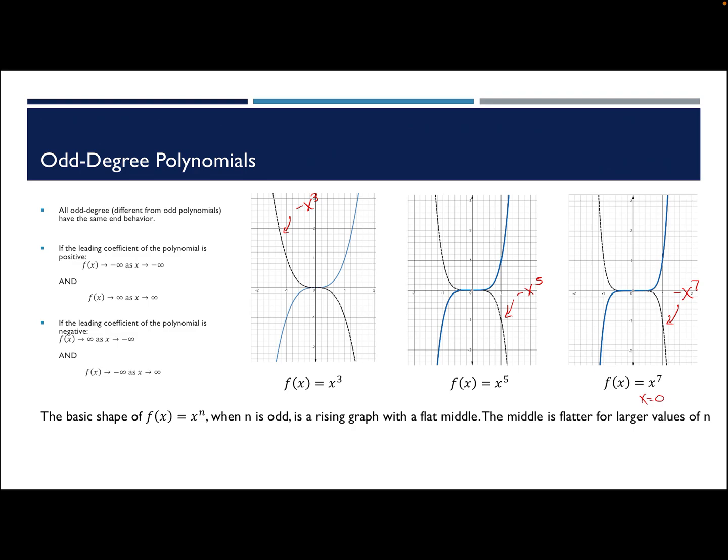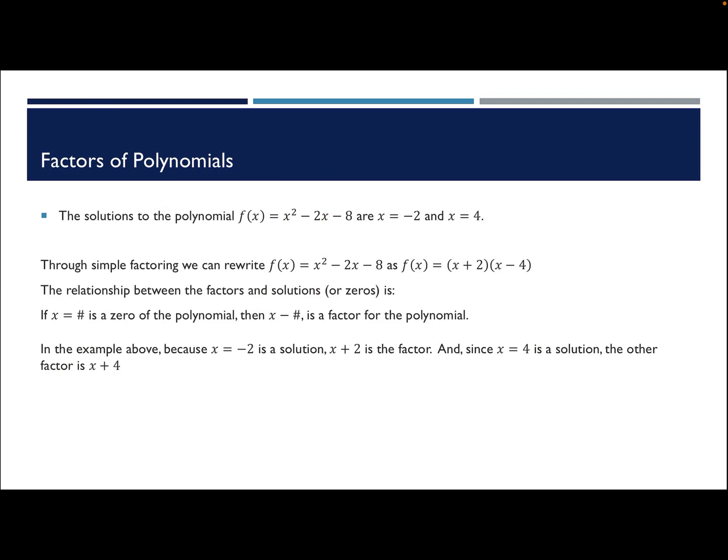So for odd degree polynomials, when x goes to infinity, f of x is also going to go to infinity. And when x goes to negative infinity, f of x is going to go to negative infinity. And when the leading coefficient is negative, it's just the opposite. It just flips around. When x goes to infinity, f of x is going to go to negative infinity, and so forth.